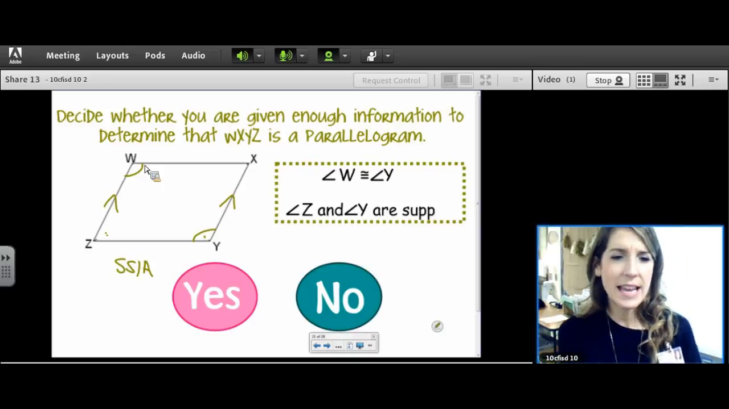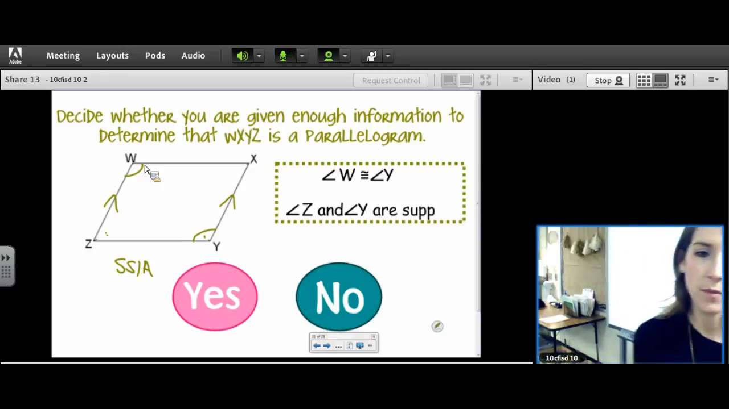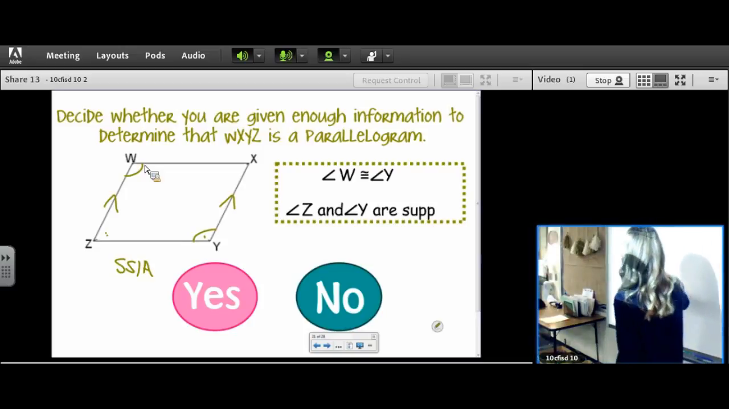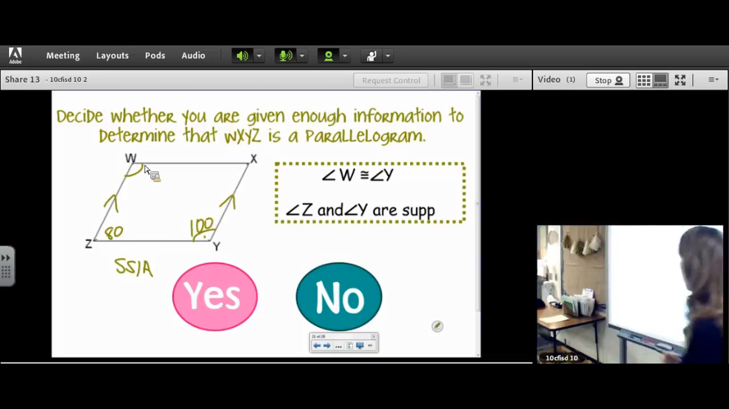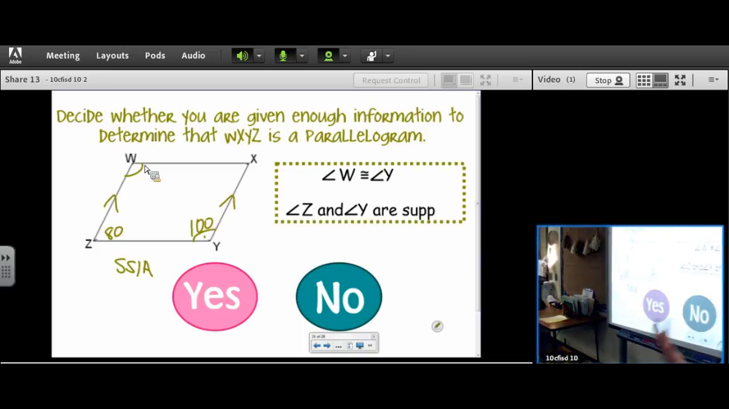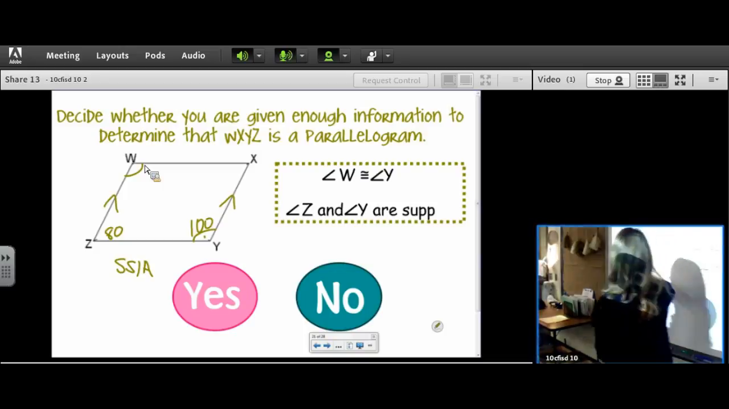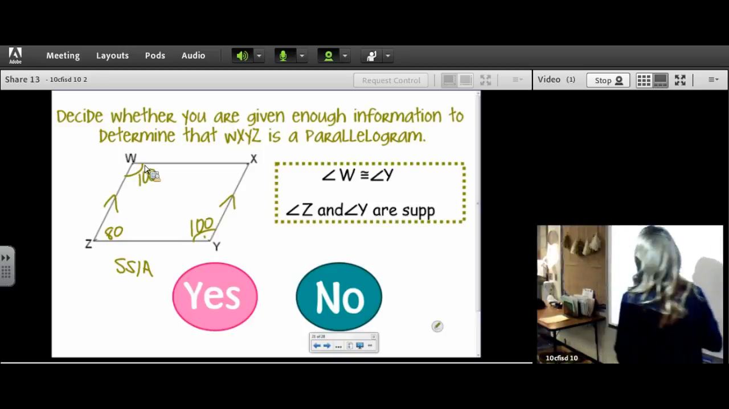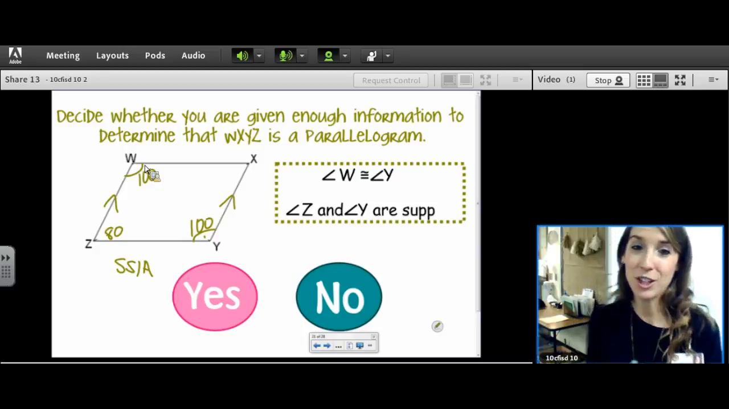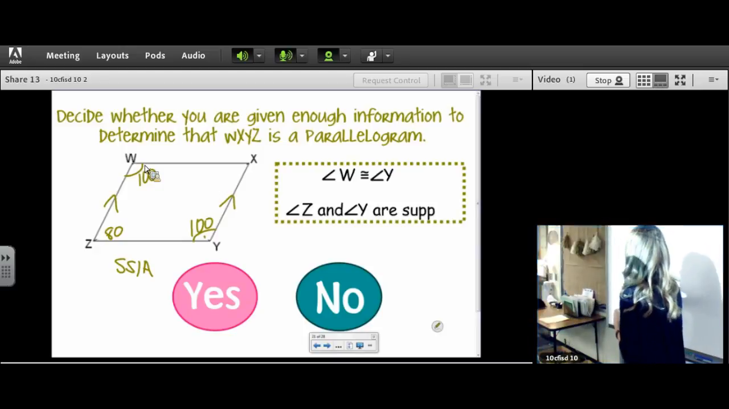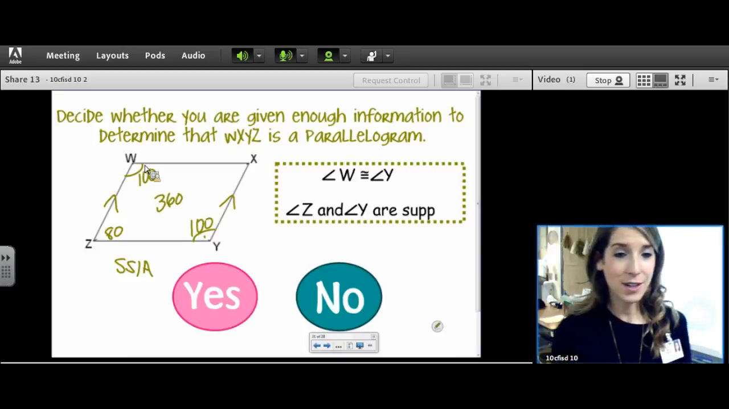What might help is to add some numbers into this picture, okay? So I'll make this angle 100, making this angle 80. Well, we already said Y had to equal W. Do you know how many degrees are in a quadrilateral? Oh, there's 360 degrees. So if we've used up 280 degrees, how many degrees are left?